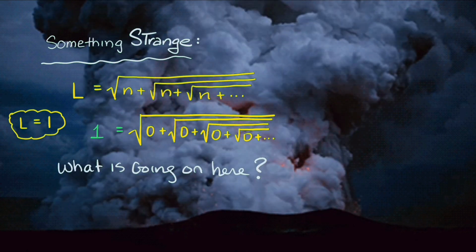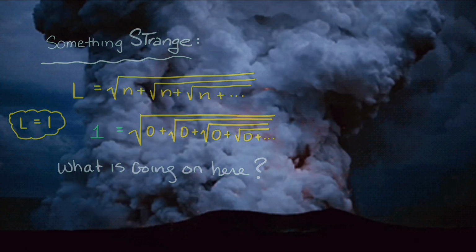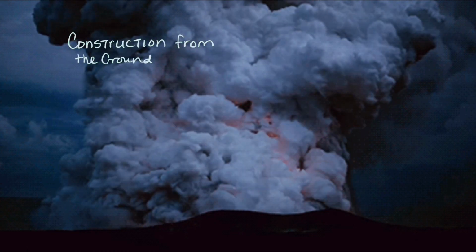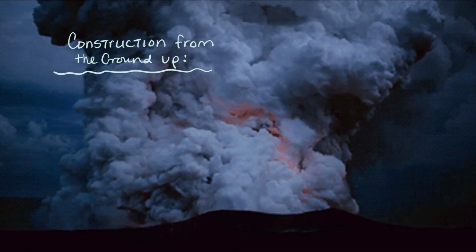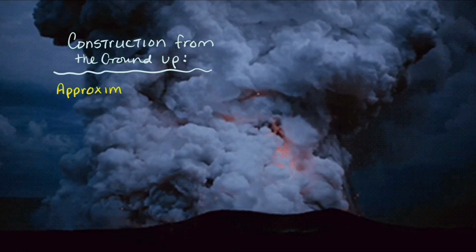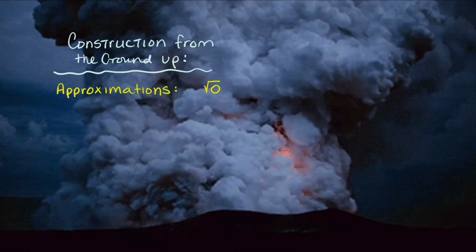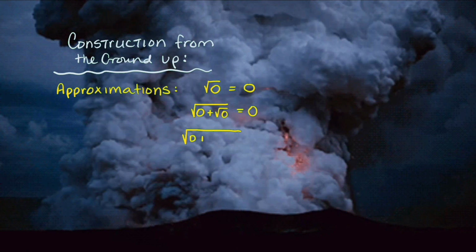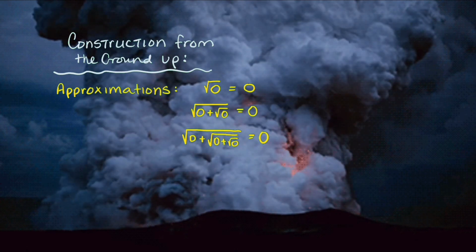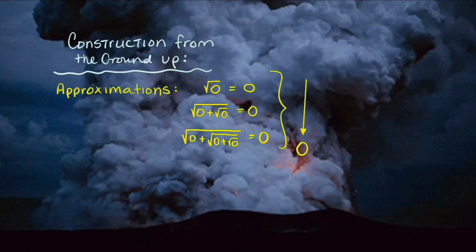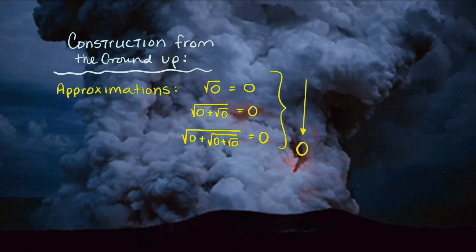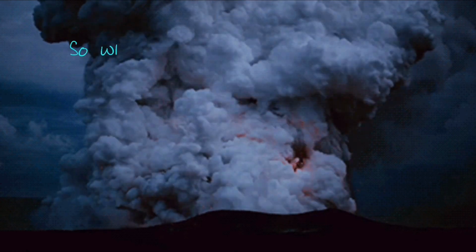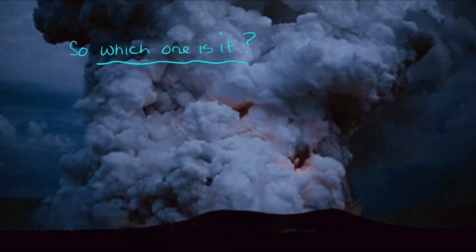What's going on here? Your objections are noted. If we do a construction from the ground up, in other words, build this radical of nested zeros, what kind of approximations are we going to see? Well, we see here that we continuously get zeros if we build it from the ground up. So the limit looks like it's approaching 0. In fact, it looks like it's exactly equal to 0.